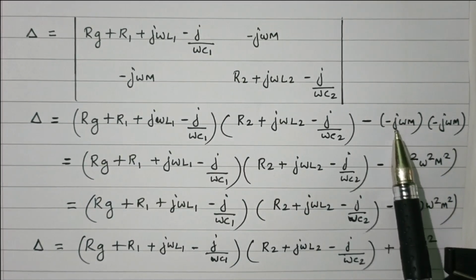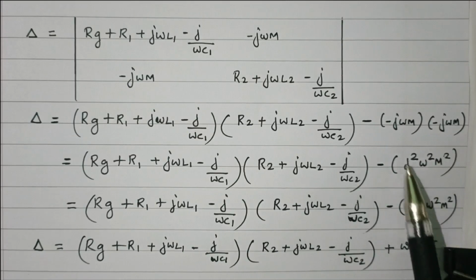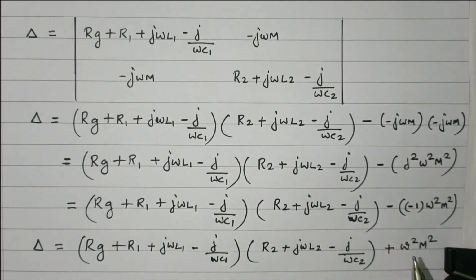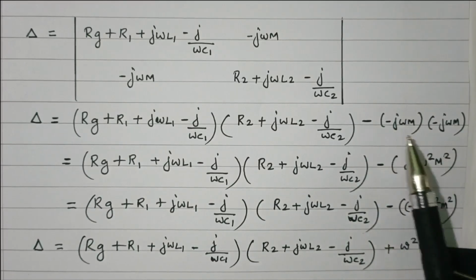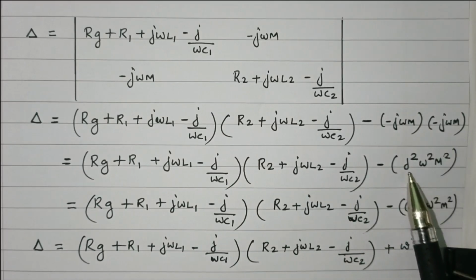Here j into j becomes j square. Here minus is available, here also minus is available, so it becomes plus. The j square value we know is minus 1, so minus into minus becomes plus. So this is the delta value. Right, only here we simplify. J minus j into minus j is j square. J square value is minus 1, so it becomes plus. Now we'll go for the further simplification.